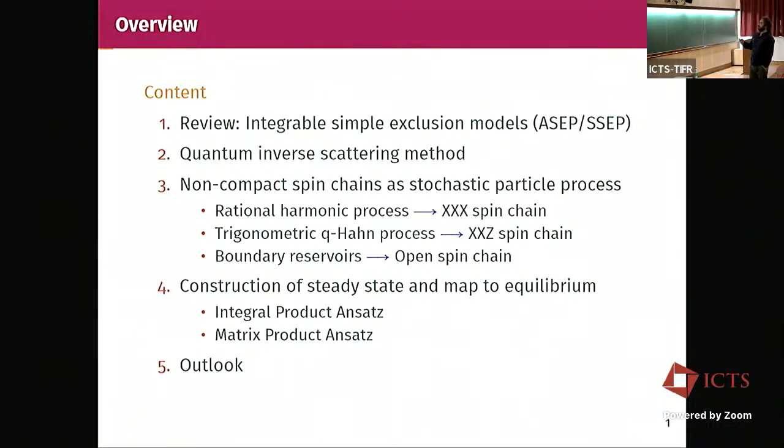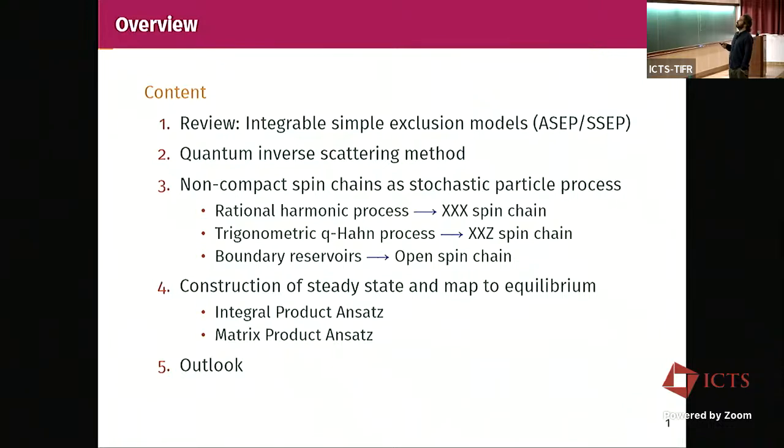Good. So this is the outline of the talk. First, I give a quick review of integrable simple exclusion models, the ASEP and the SEP, which are the key examples maybe. Then I discuss the quantum inverse scattering method, how these models fit into it. This is something that we also saw last week, these lattice models. And then I come to the identification of these non-compact spin chains with stochastic particle processes.